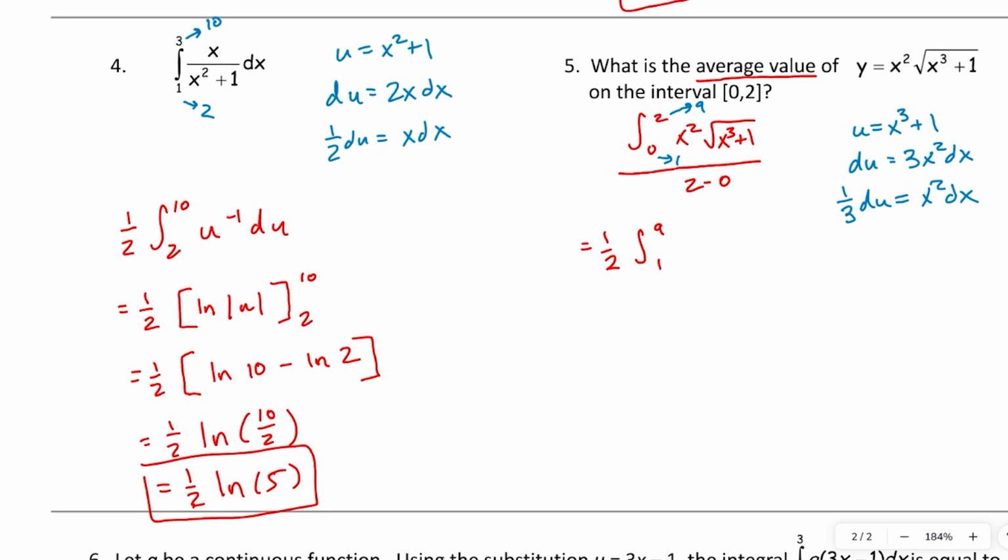So yeah, what do we have here? We got 1/3 times u to the 1/2 du. And actually, I think I'm going to take that 1/3 out, factor that out like we did on the previous problems. 1/2 times 1/3 is 1/6.